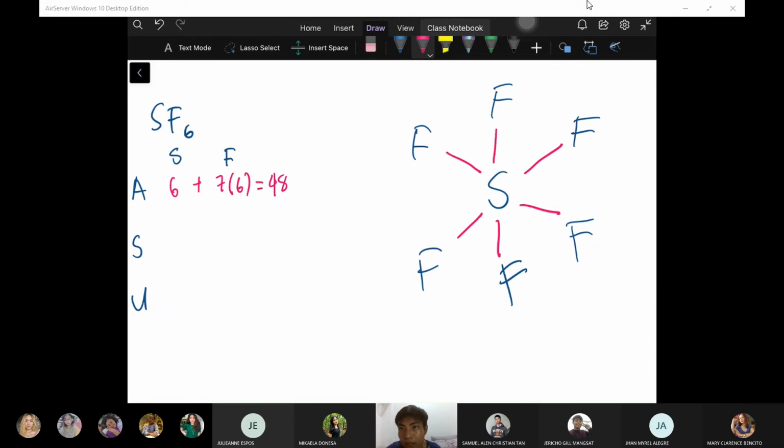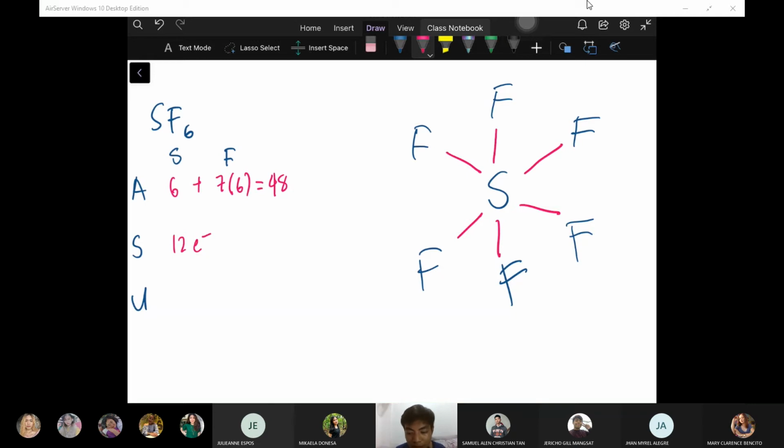Ano sunod? Ang susunod ay bilangin mo how many single bonds ang ginamit mo. So, I use 6 single bonds. So, 6 single bonds is equivalent to 12 electrons. So, yun yung shared electrons mo. Okay? So, ganun na. Wala nang N-A.